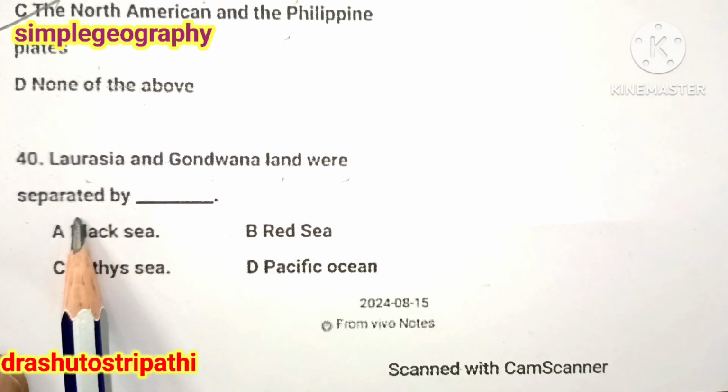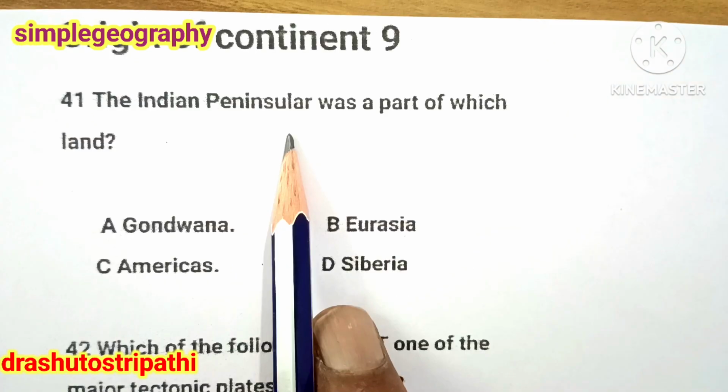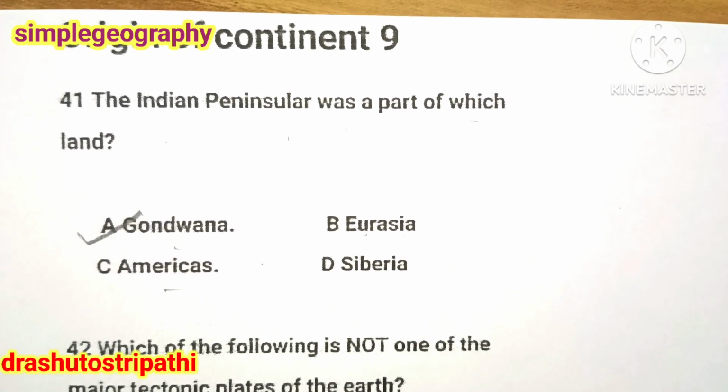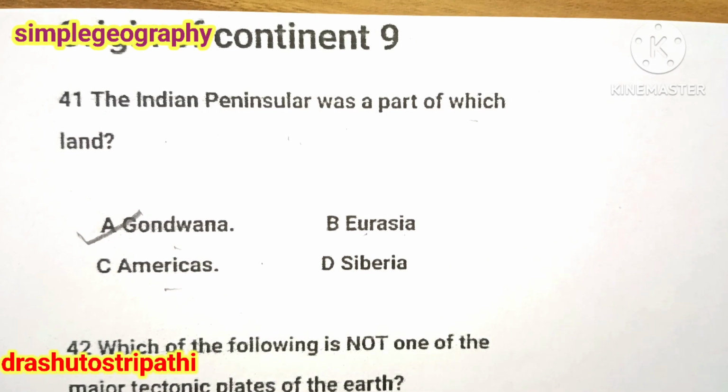Laurentia and Gondwana lands were separated by: Black Sea, Red Sea, Tethys Sea, and Pacific Ocean. The answer is C, Tethys Sea. The Peninsula was a part of which landmass: Gondwana, Eurasia, Americas, Siberia. The answer is A, Gondwana land. The word Gondwana land comes from the Gond tribe of Madhya Pradesh, where fossils of this were found for the first time. That's why it is known as Gondwana land.